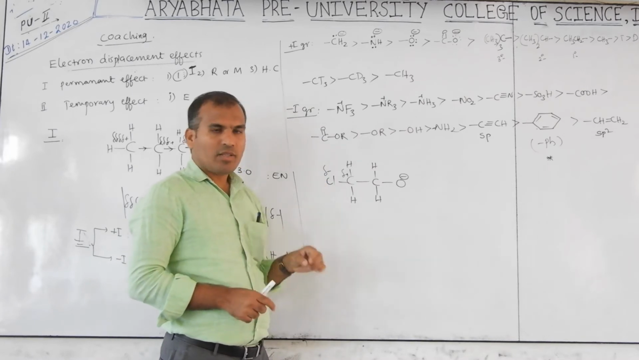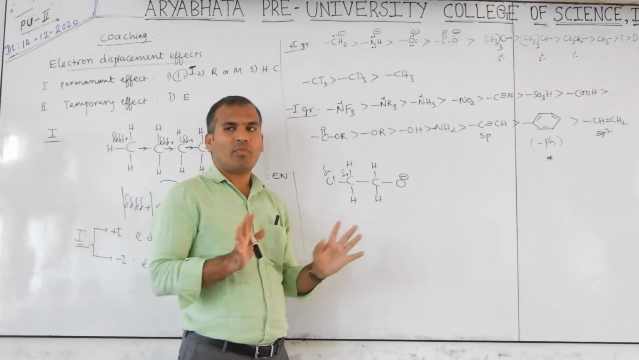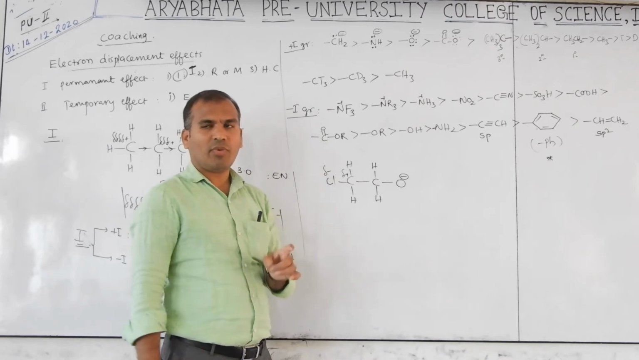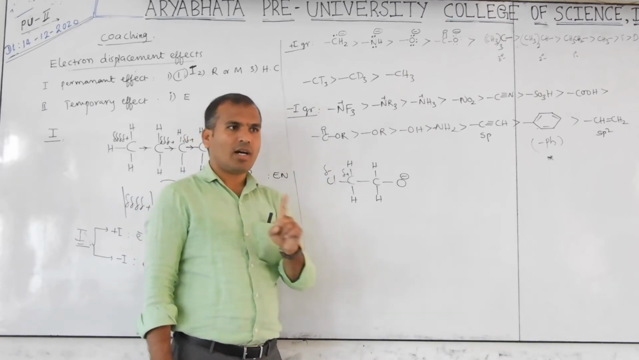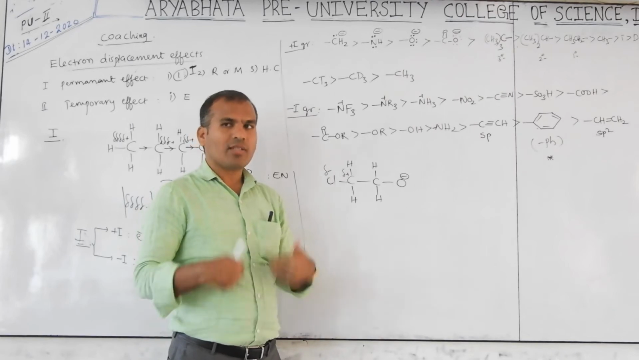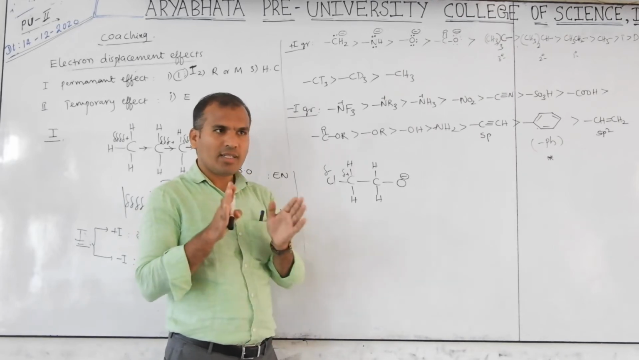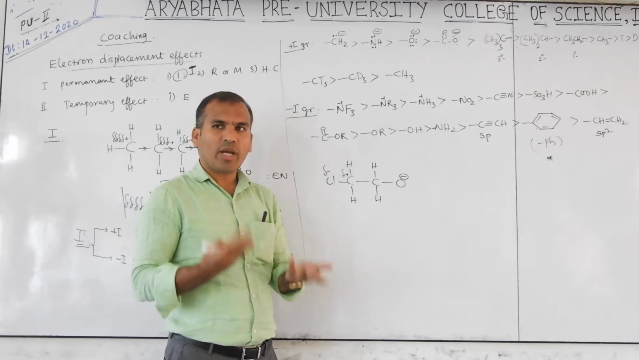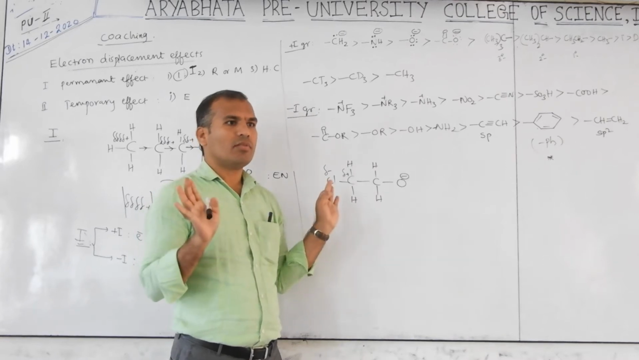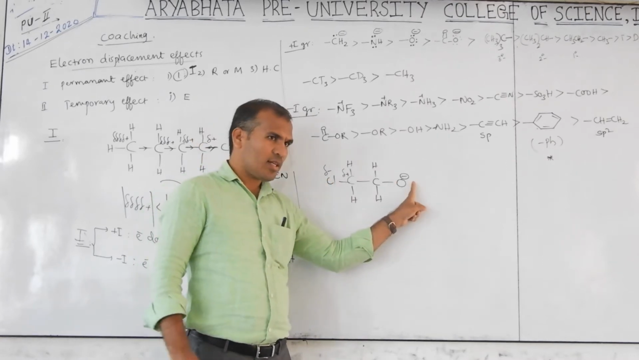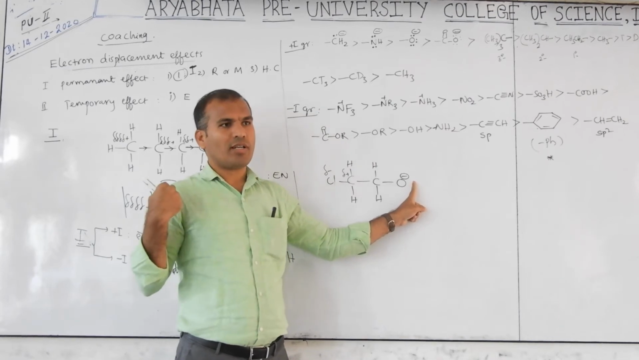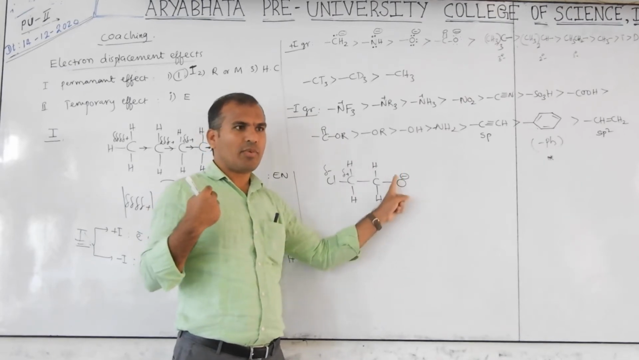Got the concept? So don't remember any other part. Simply remember charged species are unstable. To make that stable, we have to decrease its magnitude. To decrease its magnitude, what do we have to do? That only we have to do. Negative charge is there, so electron withdrawing groups are required. Then only its charge will be decreased.